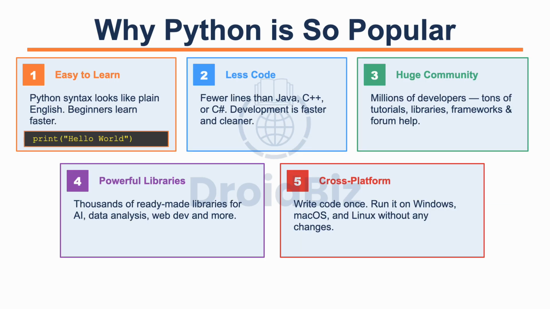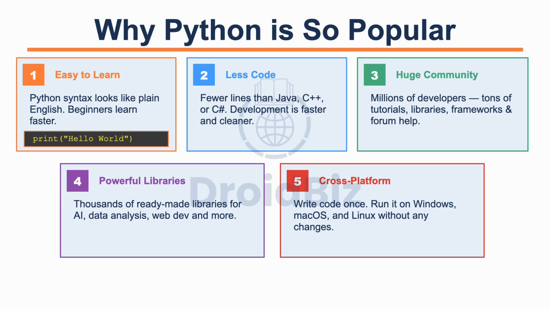Now, let us look at why Python has become one of the most popular programming languages in the world. There are 5 main reasons. The first reason is that Python is easy to learn. Python's syntax looks like plain English. You do not need to memorize complex rules. Beginners can start writing real code very quickly. For example, to print something to the screen, you simply write print, open parenthesis, then your message in quotes, close parenthesis. That is it.